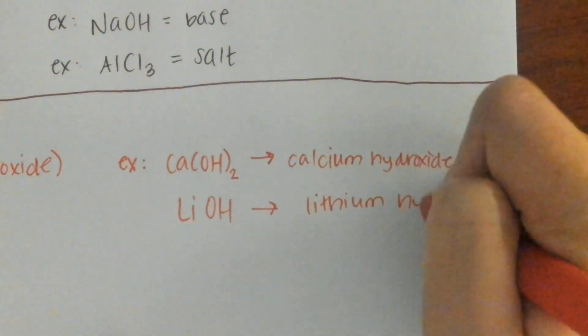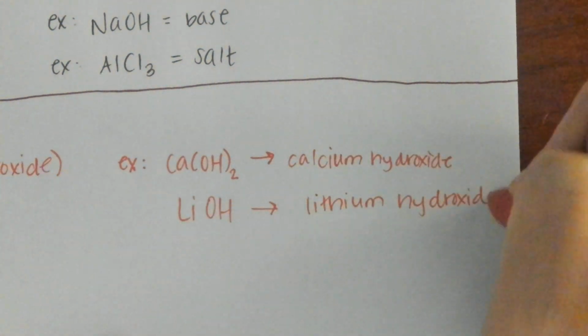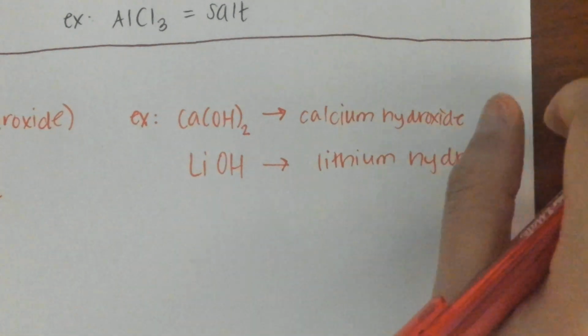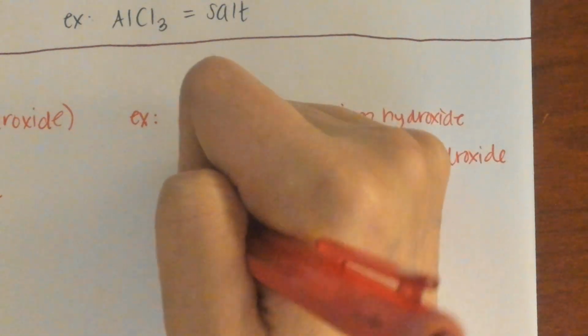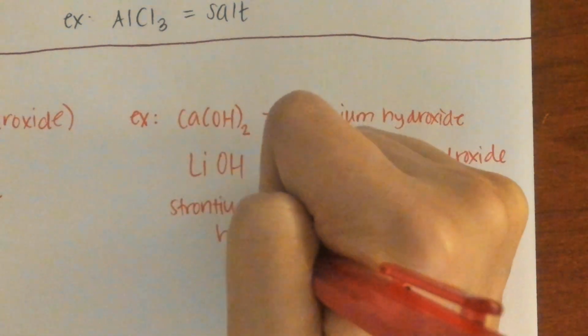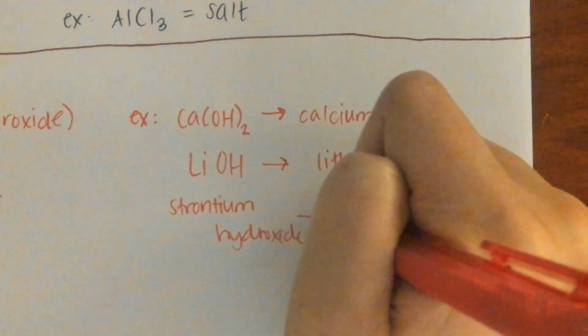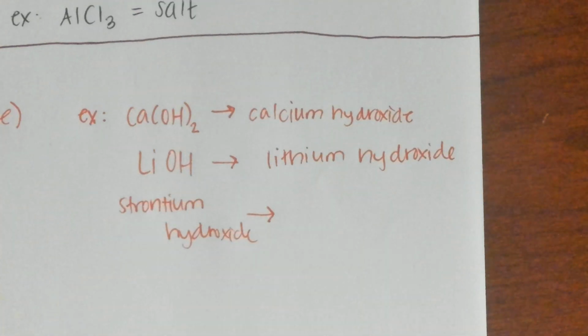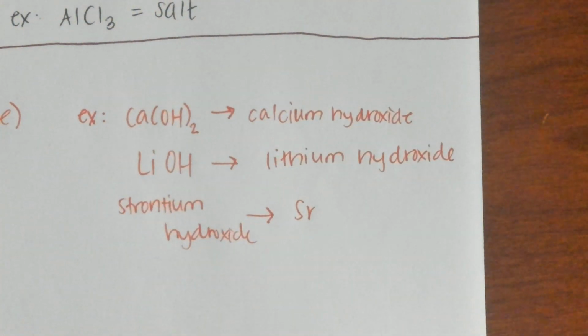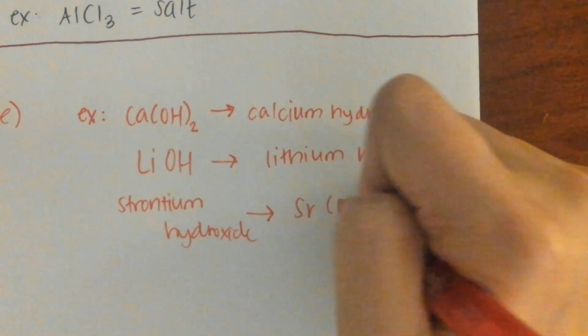Let me give you another example. Sorry, my brain's not fully working today, so I apologize. Let me give you strontium hydroxide. So you write your symbols. What's the symbol for strontium? Sr. And hydroxide is what? OH. Good.